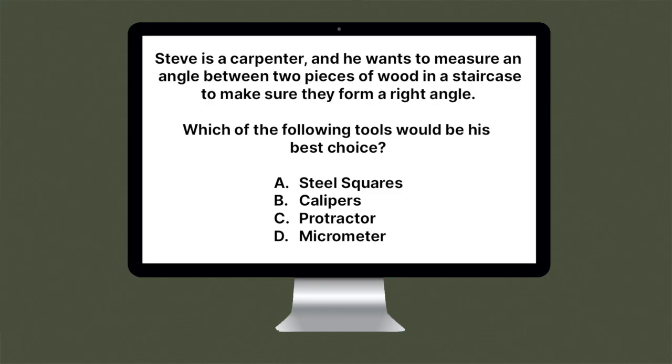Next, let's look at the sample problems from Study.com so you can see what to expect on test day. The best answer choice would be letter A, steel square. A steel square has two arms that meet at the perfect 90-degree angle, allowing a carpenter to easily align it against the wood to verify if the angle is correct. It's specifically designed to accurately check for 90-degree angles in a carpentry project like stairs.